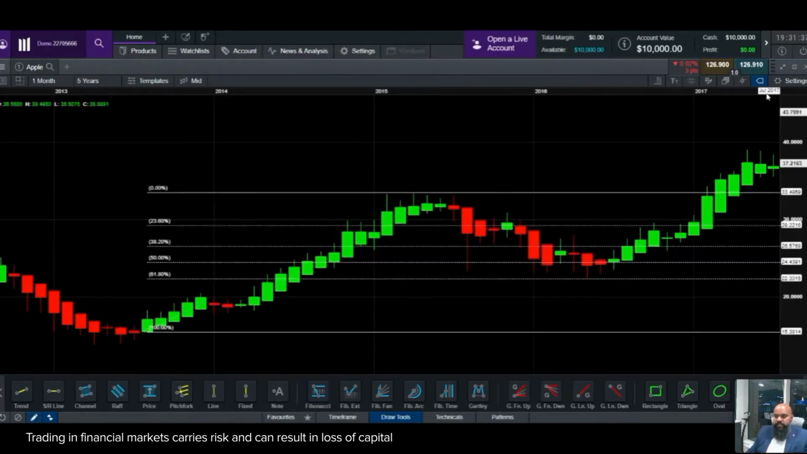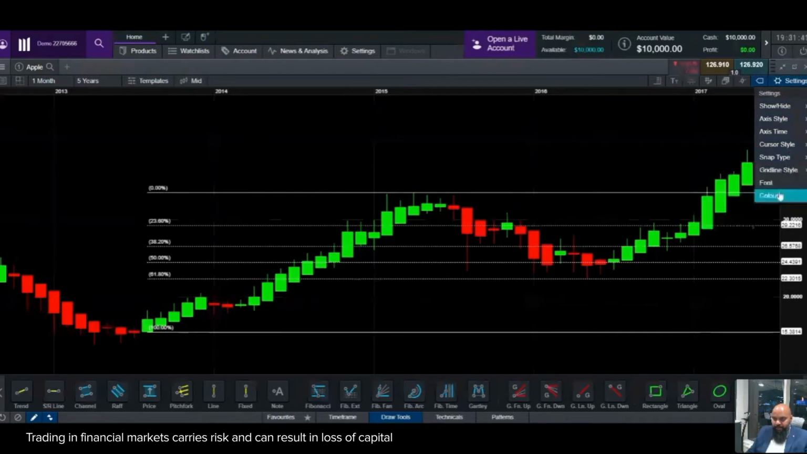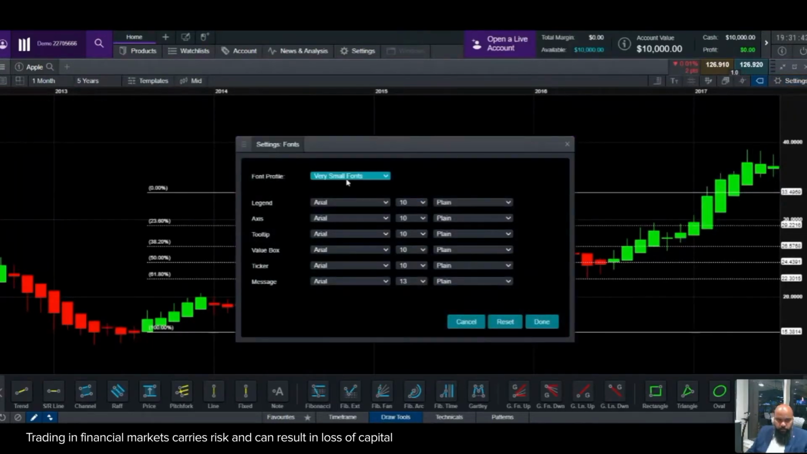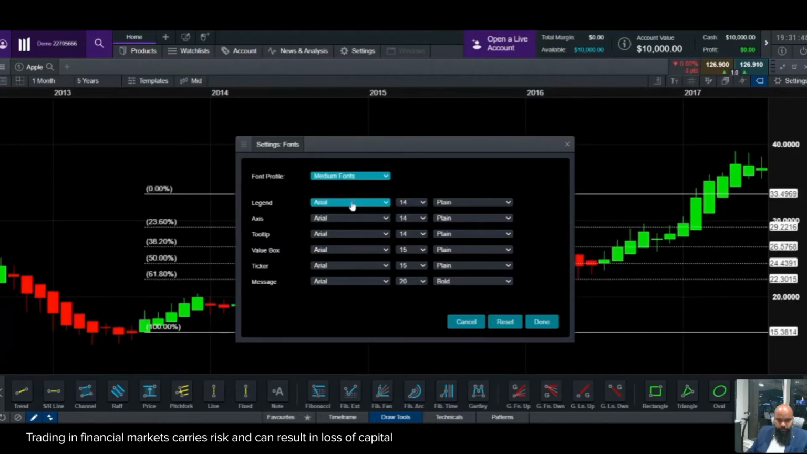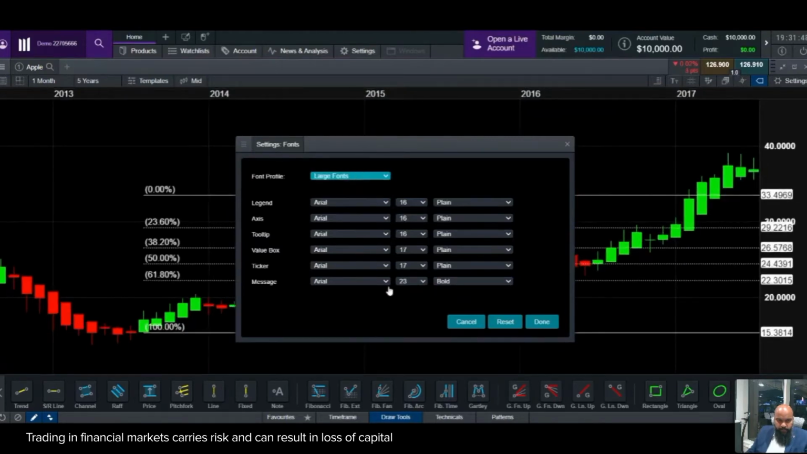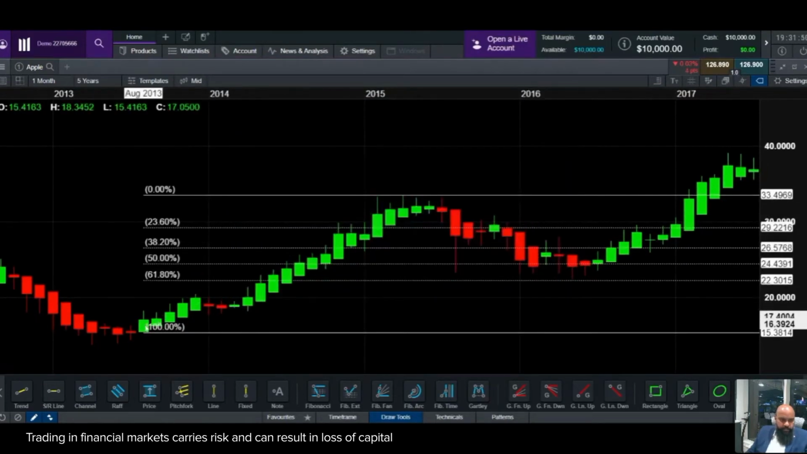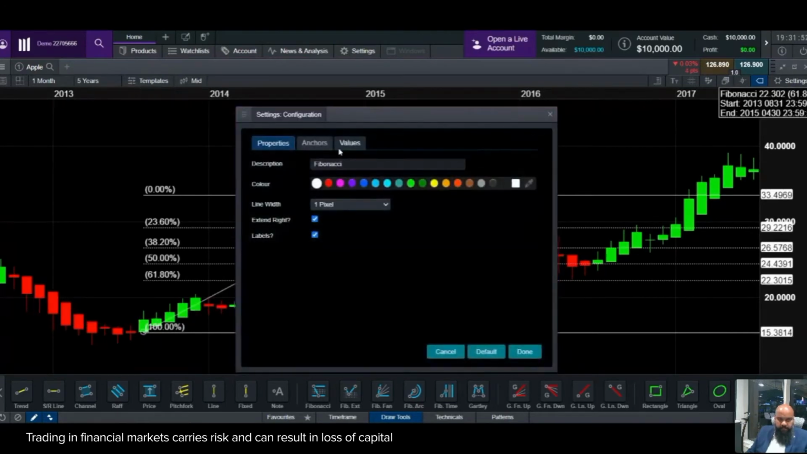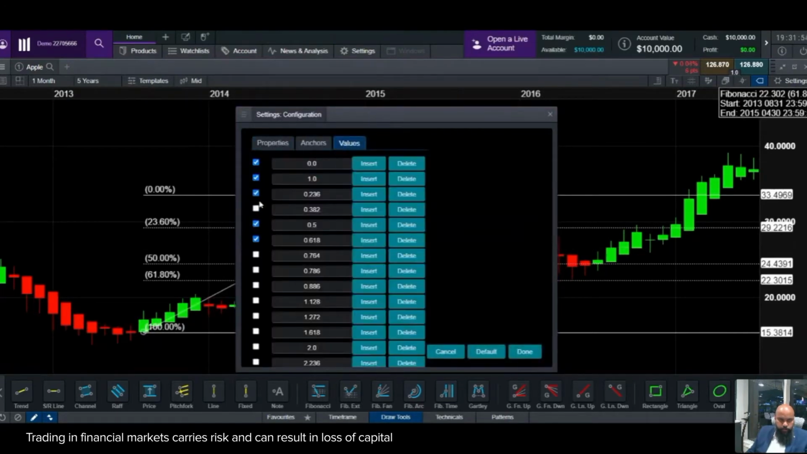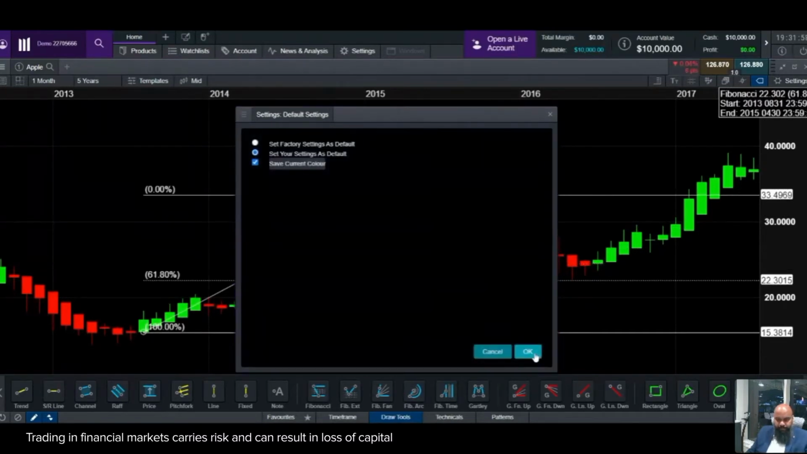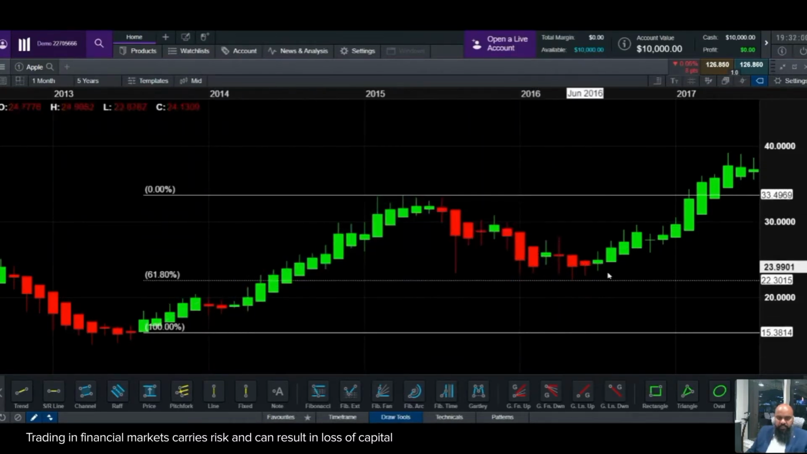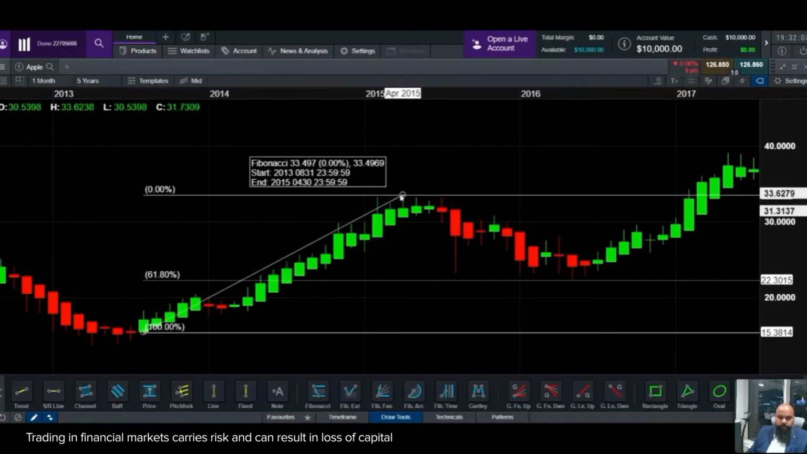Okay, now this is where the most interesting, the exciting part comes in. Let me increase the font so that it will be easier for you all to see as well. Large fonts, perfect. Now there are a lot of other numbers on this Fibonacci which we will not get into, so I'll remove those and let's just stick to 61.8. Now we all understand that 61.8 is the golden ratio.